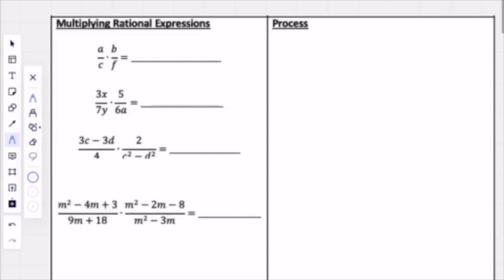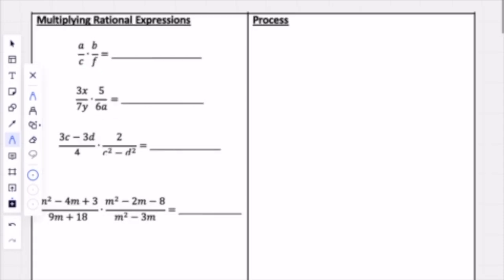All right, in this quick mini lesson, we're going to review how do we multiply rational expressions. And for that topic, we need to remember how do we multiply fractions. Most of you would probably remember that when you have a couple of fractions that we're multiplying together, we just multiply the numerator times the numerator and the denominator times the denominator.